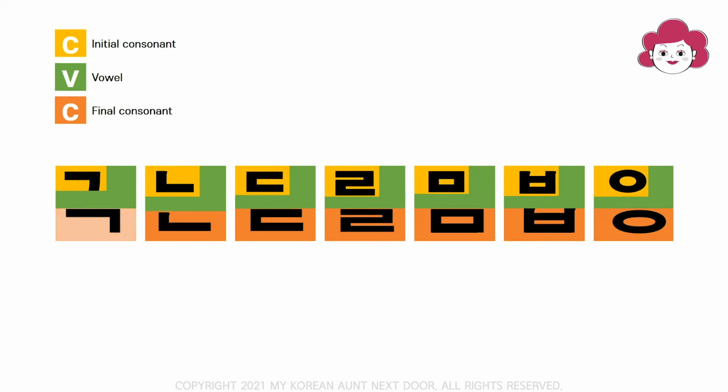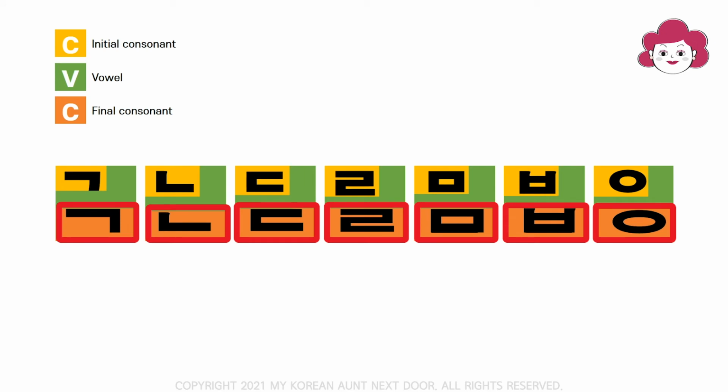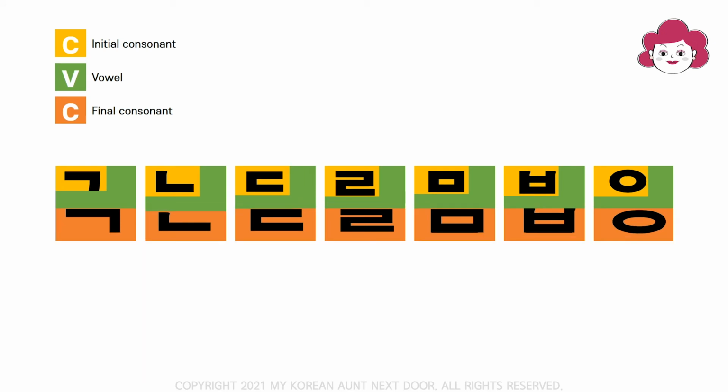그, 읍, 느, 은, 드, 읒, 르, 을, 무, 브, 읍, 응. Notice that initial consonant and final consonant are of different sound.